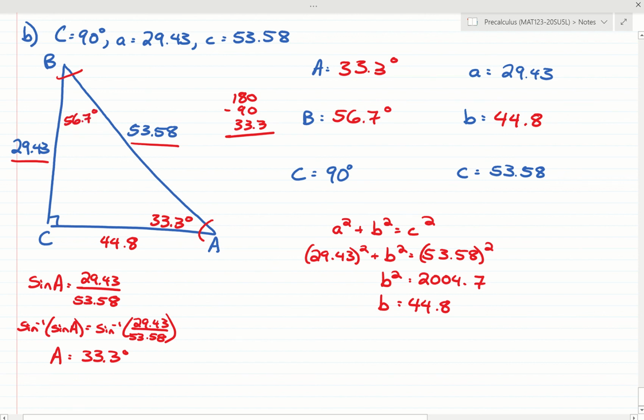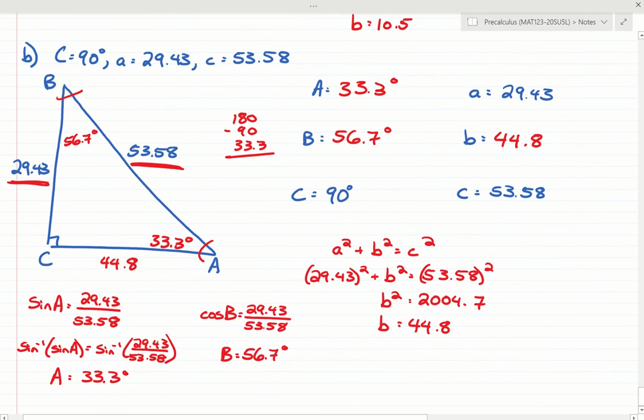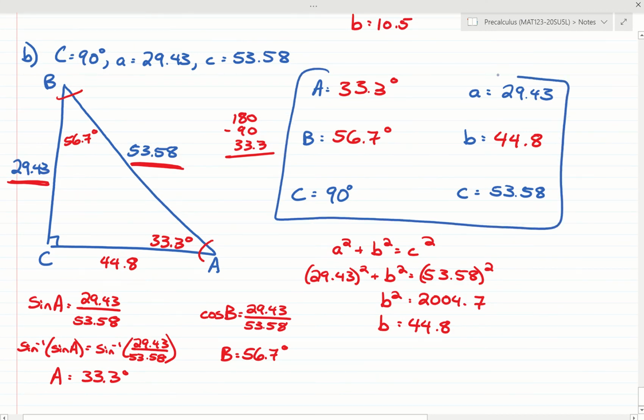Another option we could have done, if you don't want to use angle A, is we could have done angle B. And if we do angle B, we have to use the side adjacent to it over the hypotenuse. So that would be the cosine of angle B would equal 29.43 over 53.58. So if you take the inverse cosine of both sides, you'd get 29.43 divided by 53.58. Comes out to 56.7, the same thing. All right. So I know sometimes people just want to know one way to get an answer, but with trigonometry, often there's multiple ways to get to the same answer. So this would be the answer right here, all 6 components.